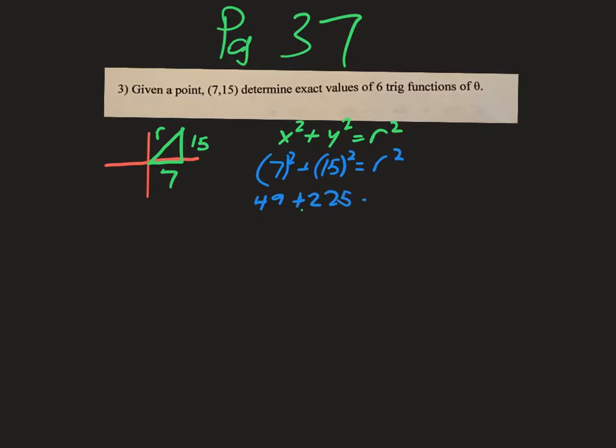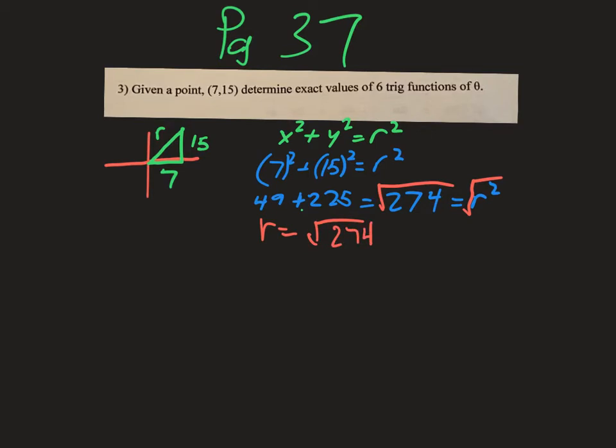And that's going to give us 274 as the value for r squared. So after we've got that, we have to take a square root of each of these. So here's our square root sign, okay? And that does not actually simplify any further. So we've got r equals square root 274, okay?